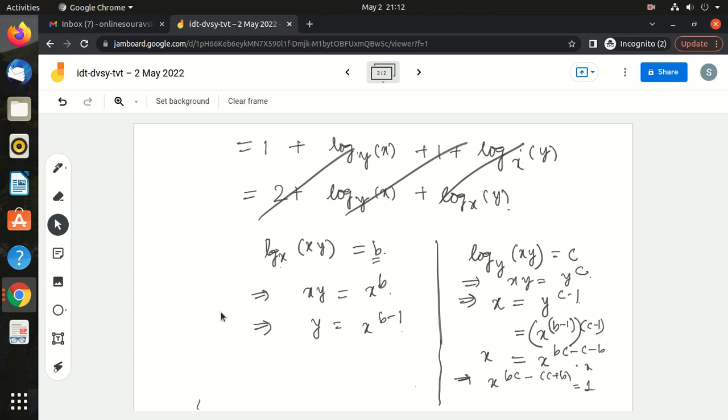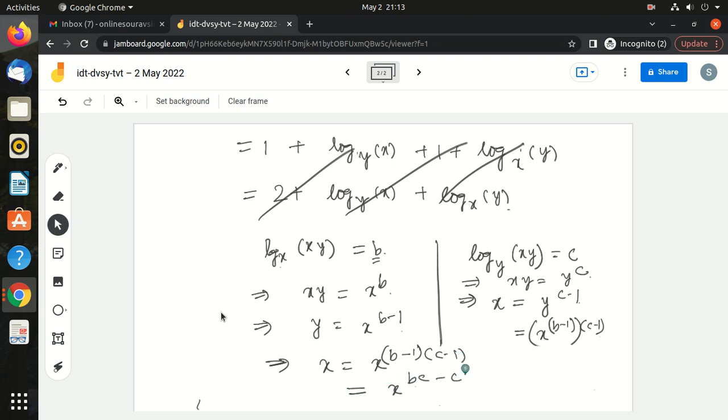If you write it down, what you get here is this. Let me rewrite it if it is clumsy for you. So from this line to this, what you get is x equals x to the power (b minus 1) times (c minus 1). So this is x to the power bc minus c minus b plus 1.